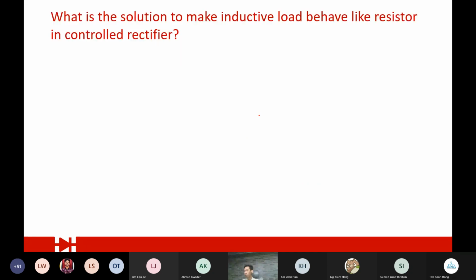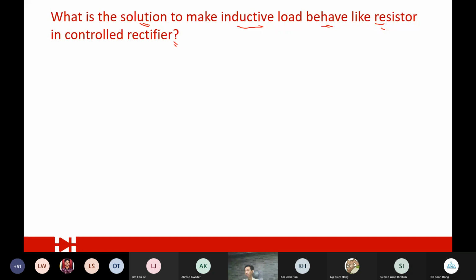Now the next question. What is the solution to this problem? Because you know you apply to the magnetic crane, it's AC, so how do you want to make it DC? The solution is to make the inductive load behave like a resistor, or resistive load, in a controlled rectifier.